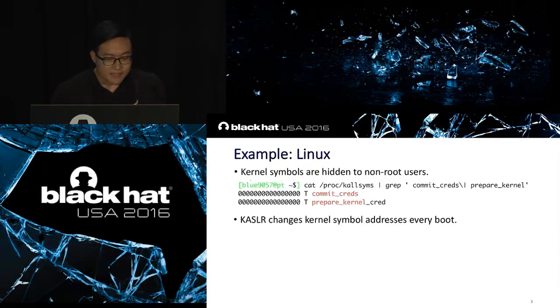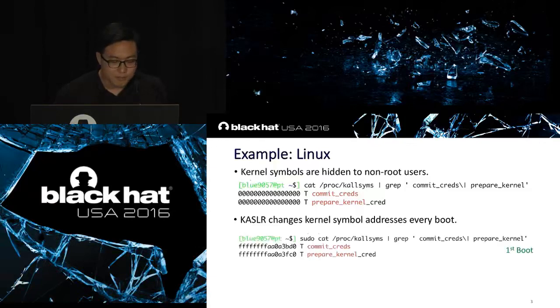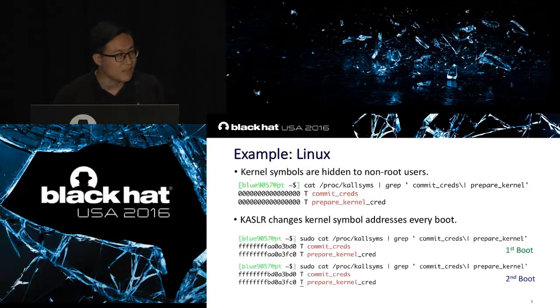And if kernel ASLR is enabled, the address of the function changes on each boot. For example, on the first boot, those functions are located at FFFFAA0A, and on the second boot, the addresses are completely changed, like DD0A something. Therefore, the attacker needs to find a way to get the address value before actually launching the attack.